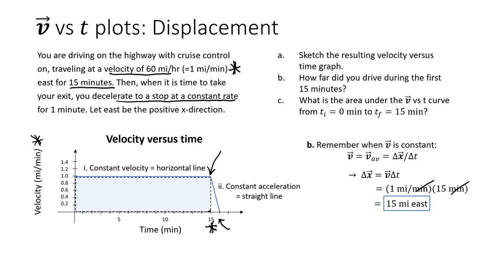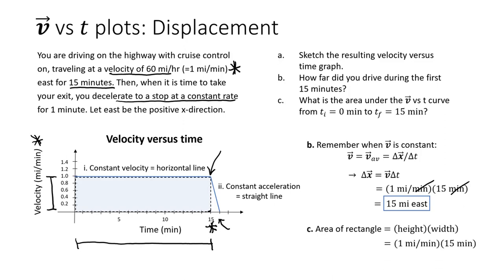Well, the area of a rectangle is just base times height, right? So height times width in this case. So what is my height? Well, the height would be this distance right here, which I would say is going to be 1 mile per minute. And what is my base? My width? It's going to be 15 minutes, right? So that's how I would calculate out the area of that rectangle there. So 1 mile per minute is my height, 15 minutes is my width. You multiply those together, the minutes cancel, and you're left with 15 miles. And it's positive, which we said was the east direction.